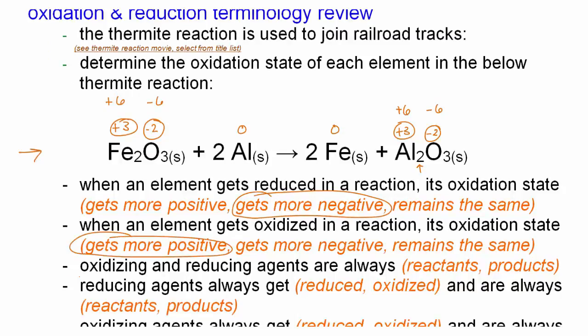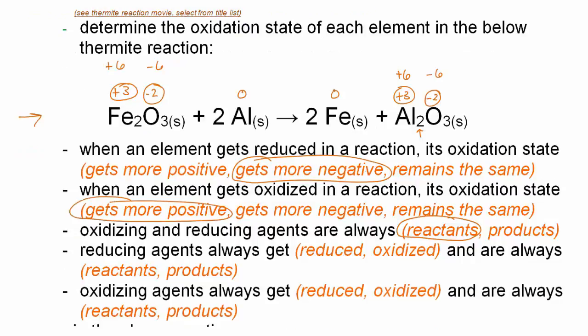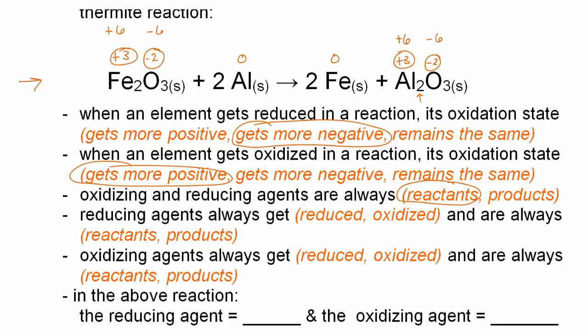Oxidizing agents and reducing agents are always reactants. So an oxidizing agent is a reactant. A reducing agent is a reactant. And how do you tell them apart? Reducing agents always get oxidized. And they're always reactants. We already said that. Oxidizing agents always get reduced and are always reactants.